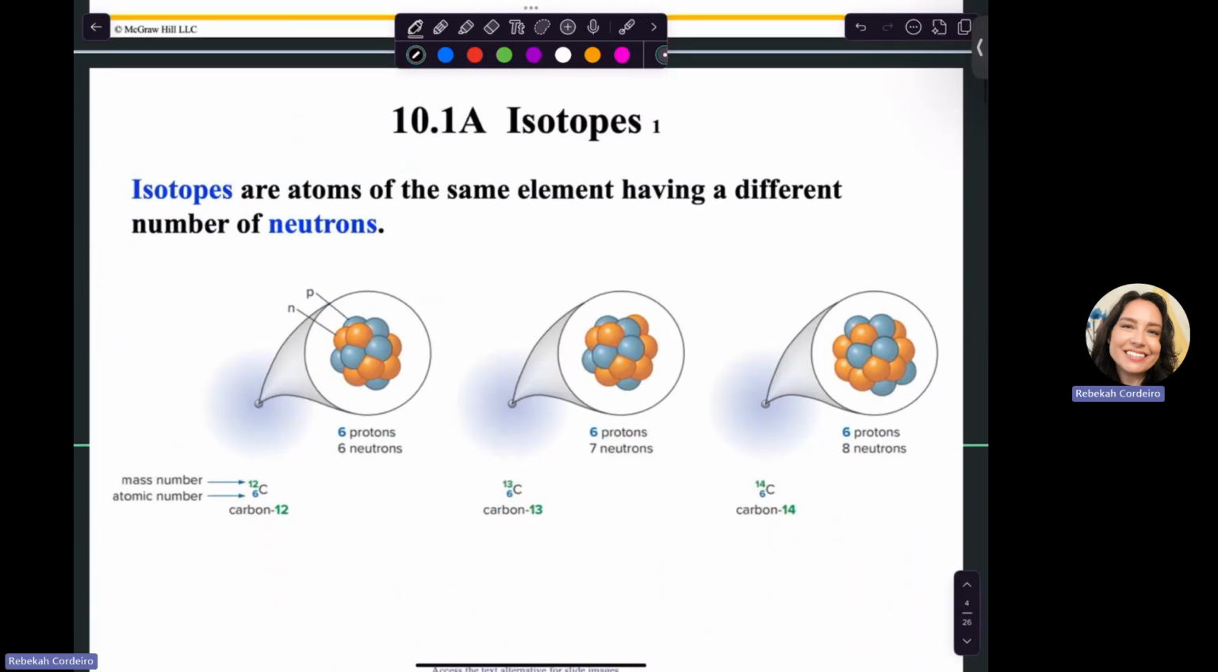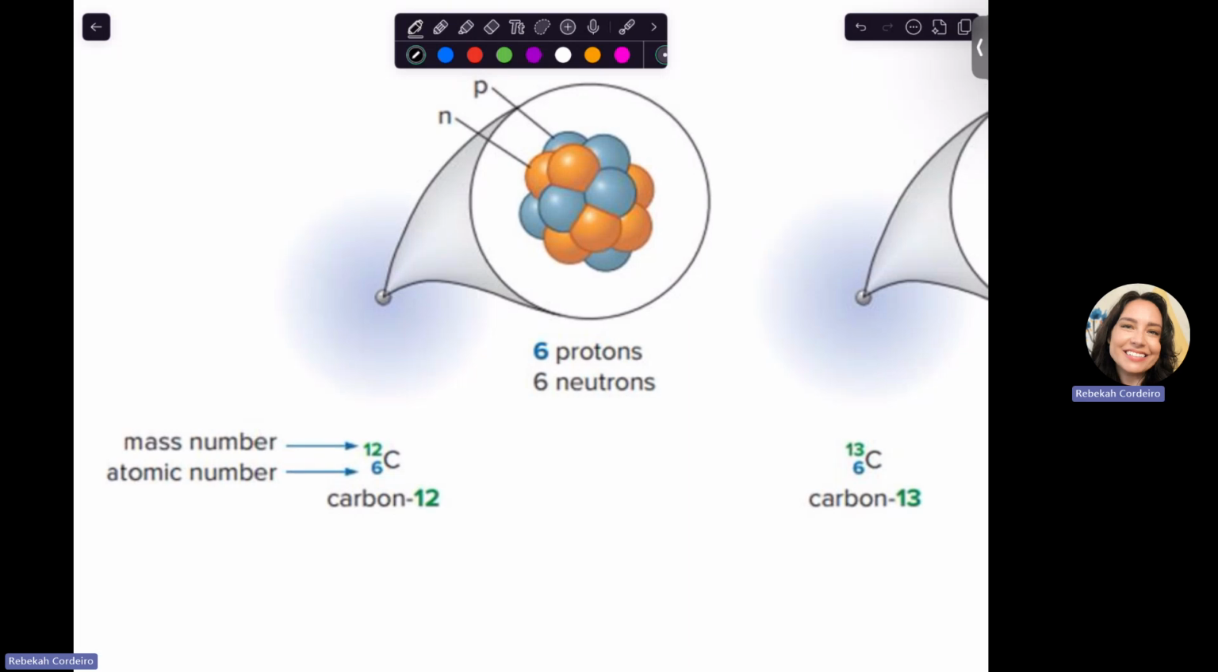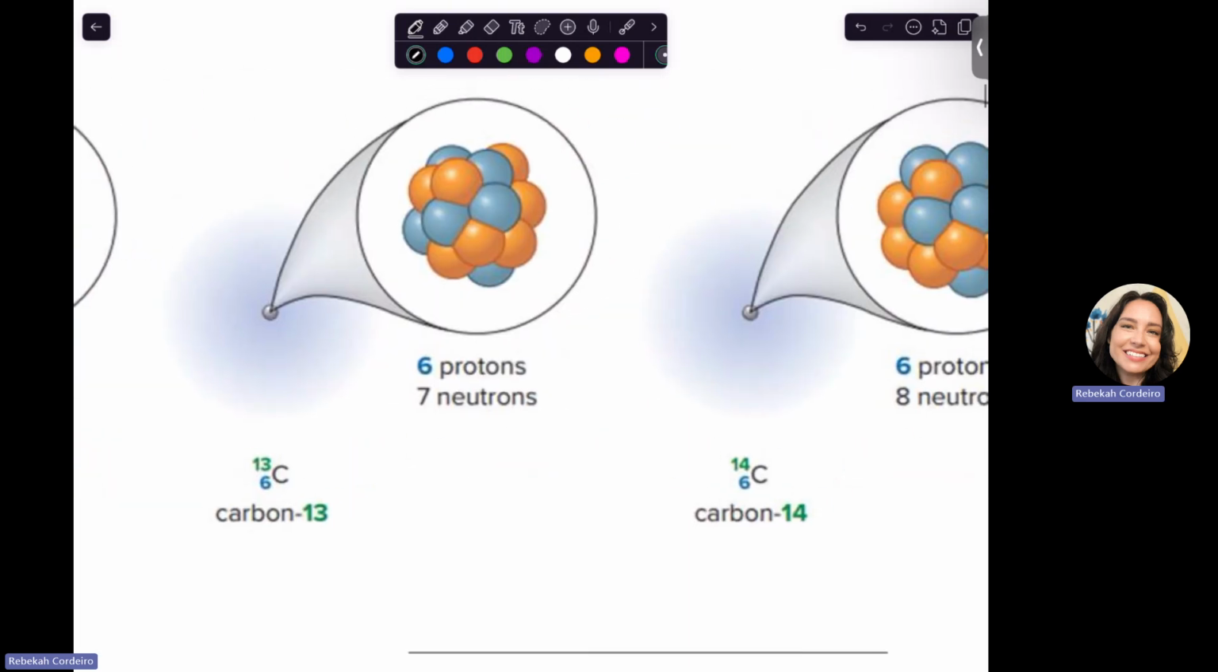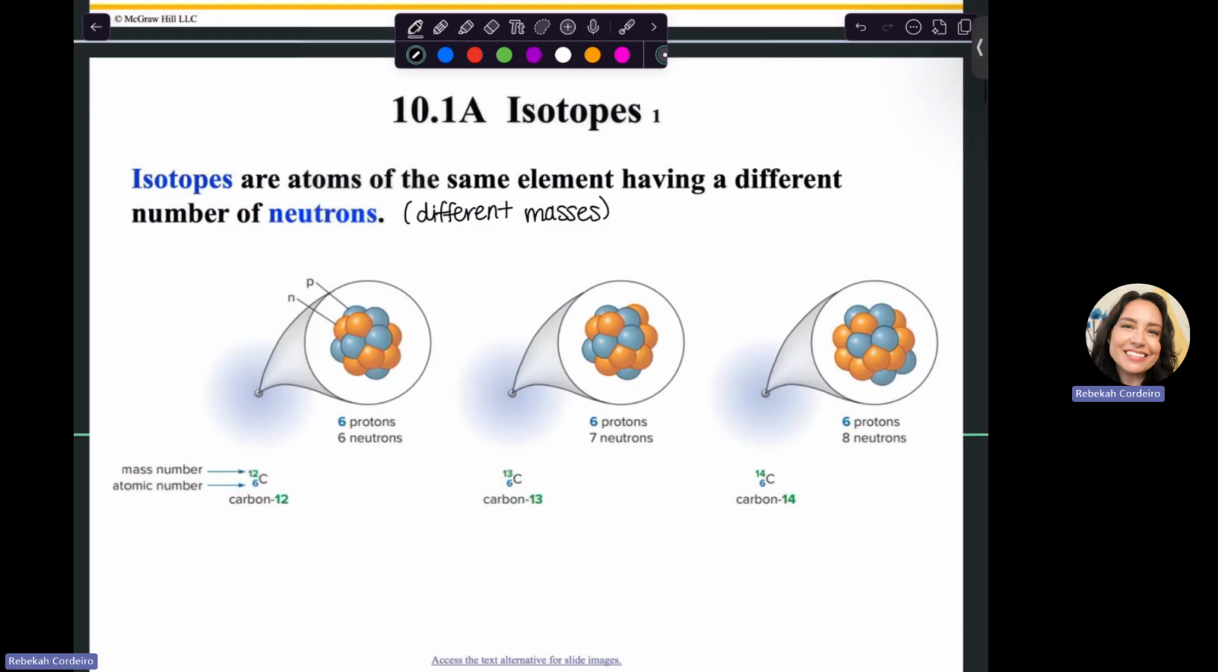Isotopes are atoms of the same element, but they have different numbers of neutrons, so therefore they have different masses. So we call them by their mass names. For example, carbon-12 has a mass of 12, 6 protons, 6 neutrons. Carbon-13 has a mass of 13, 6 protons, 7 neutrons, and carbon-14 has a mass of 14, 6 protons, 8 neutrons. Notice they all have the same number of protons because they are all still carbon.